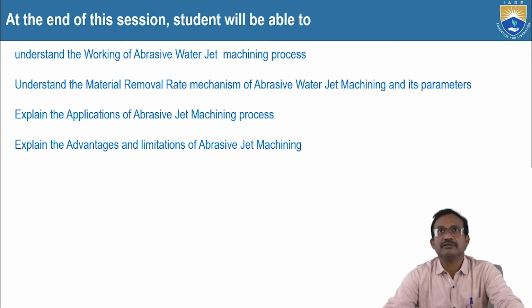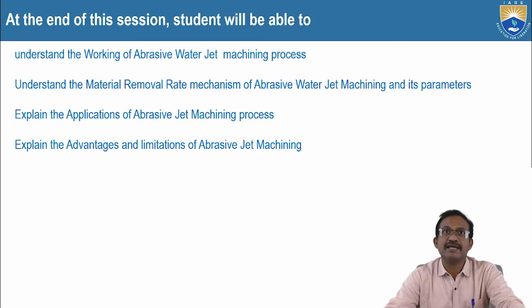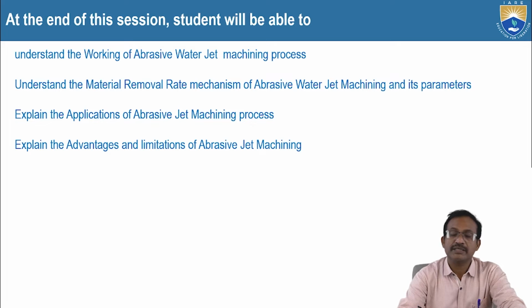At the end of this session, the student will be able to understand the working of the abrasive water jet machining process, understand the material removal mechanism of abrasive water jet machining and its parameters, explain the applications of abrasive jet machining, explain the advantages and limitations of abrasive jet machining, and also compare abrasive jet machining and abrasive water jet machining.